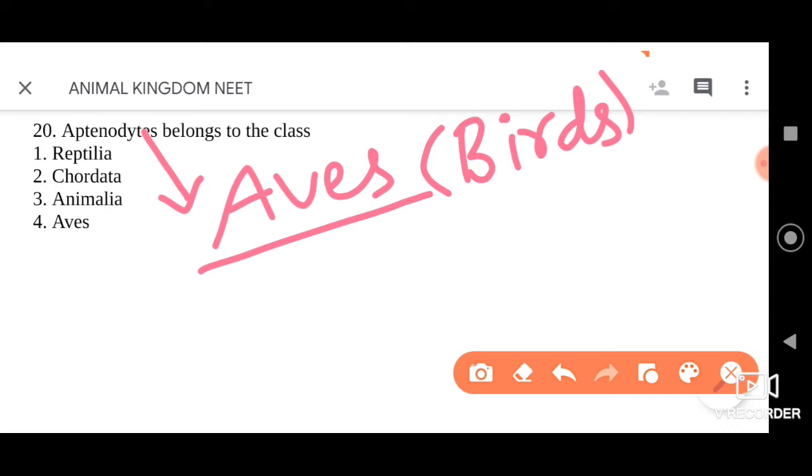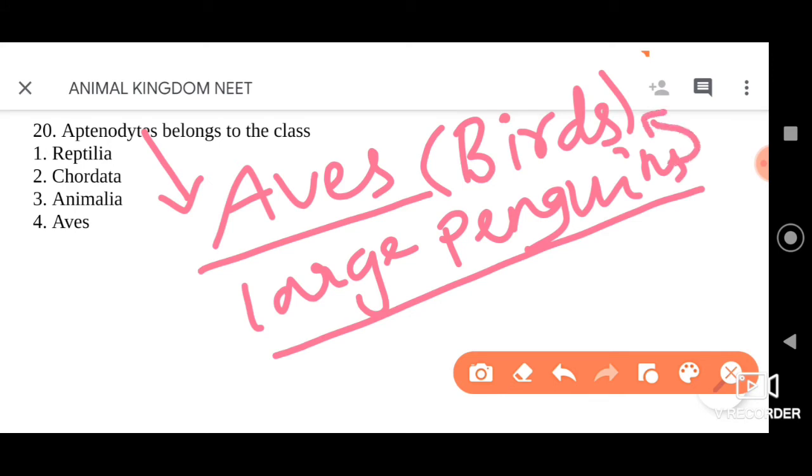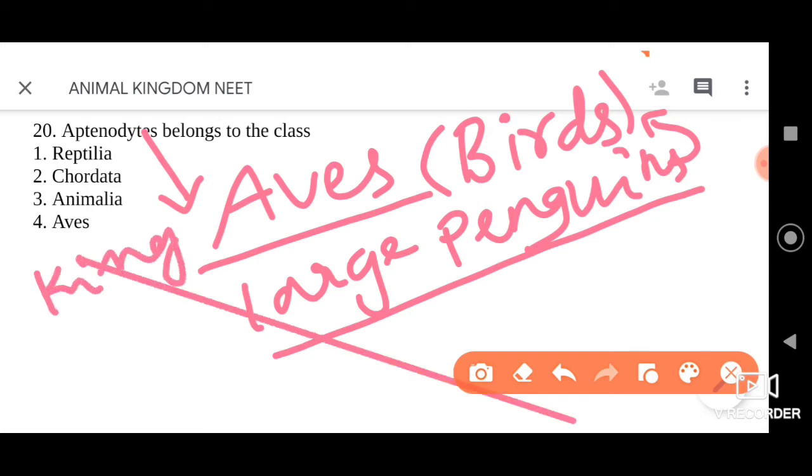See here, Aptenodytes is actually a genus, where we can find large penguins, very large penguins, and without doubt we know that penguins are birds, dear students. It also includes the king penguin, and it also includes the emperor penguin.